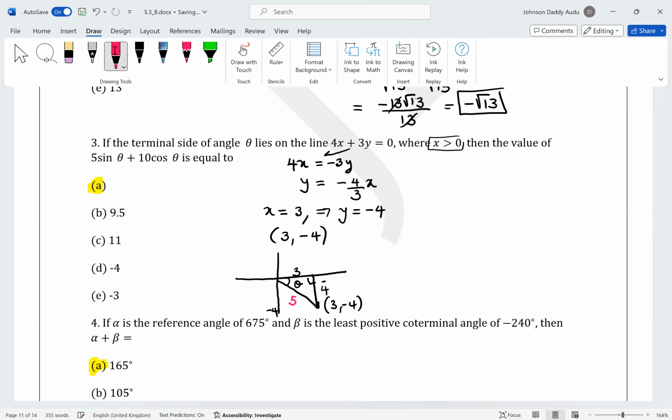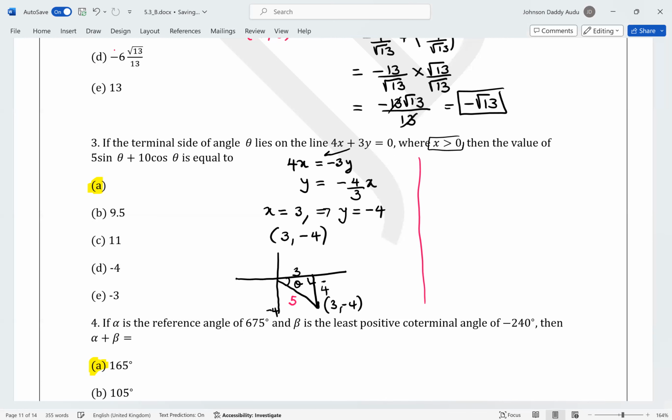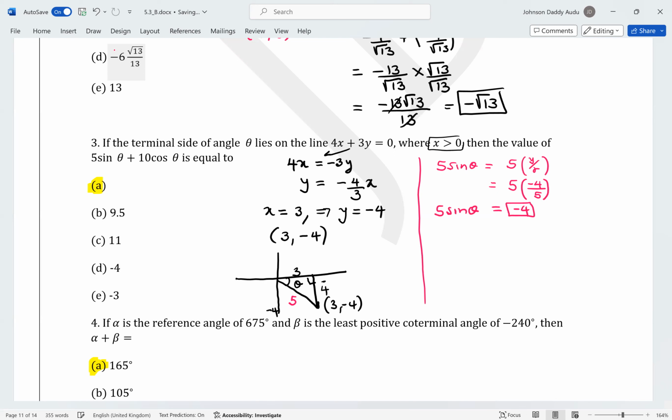Okay. So what that means is that we can find what 5 sine theta is. 5 sine theta is y over r, which is 5 times y, which now is minus 4 over 5, right? And this is equal to minus 4. So we have 5 sine theta equals minus 4.